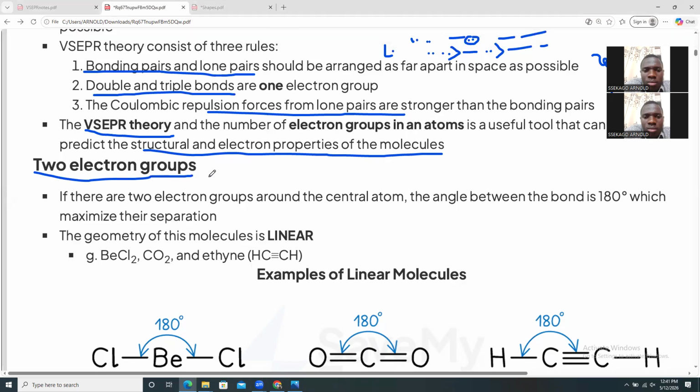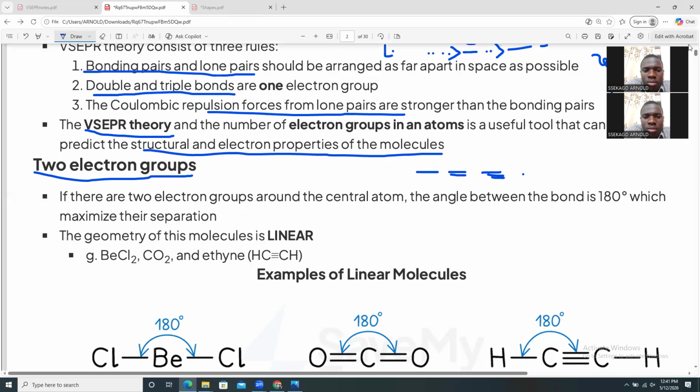Colleagues, recall that earlier on we saw that electronic groups we can have single bonds. Maybe I show them here. Single bonds, double bond, triple bond, or single electrons. What do I mean by an electronic group? An electronic group can be a single bond. An electronic group can be a double bond. An electronic group can be a triple bond. An electronic group can be single electrons.